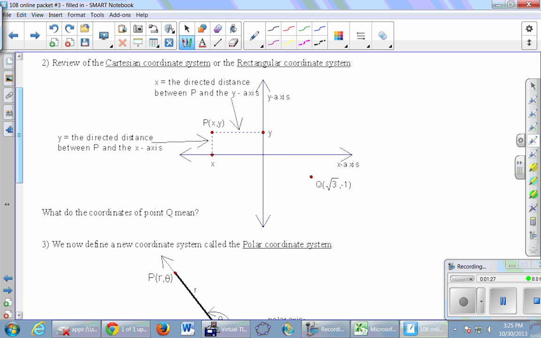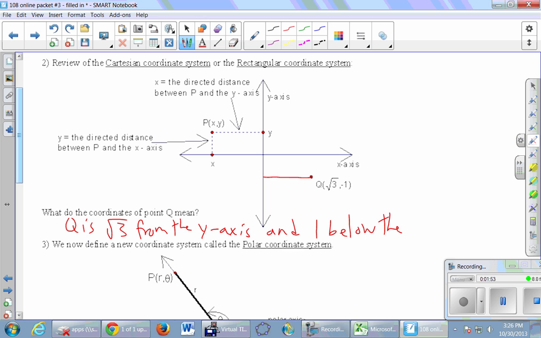So it means that Q is how far. So what does that √3 mean? Does the √3 mean how far from the x-axis or how far from the y-axis? So √3 is this distance here, right? So it's how far from the y-axis. √3 from the y-axis. And then the -1 is, I'll say, 1 below the x-axis.